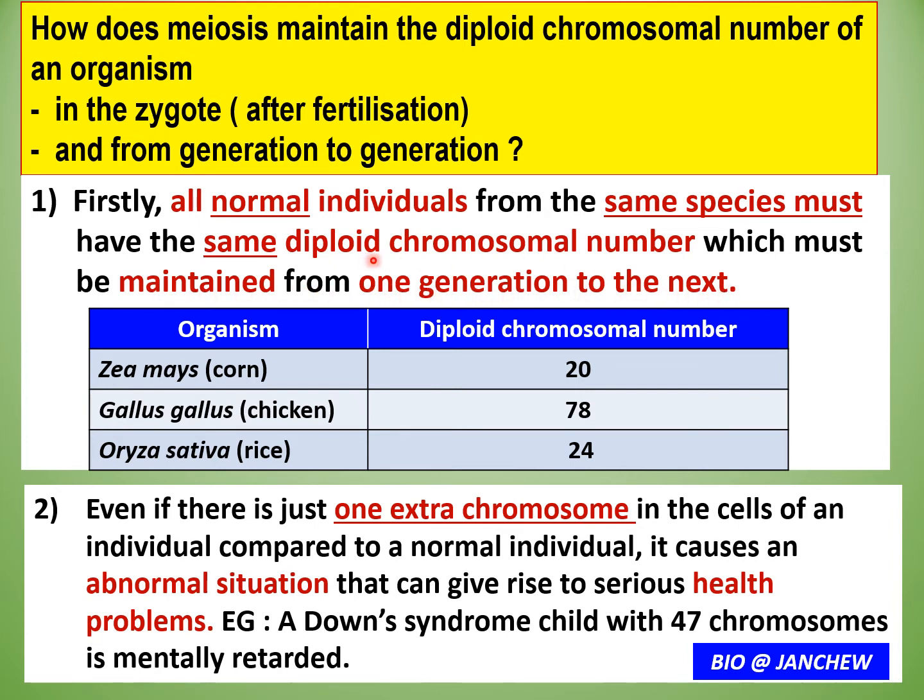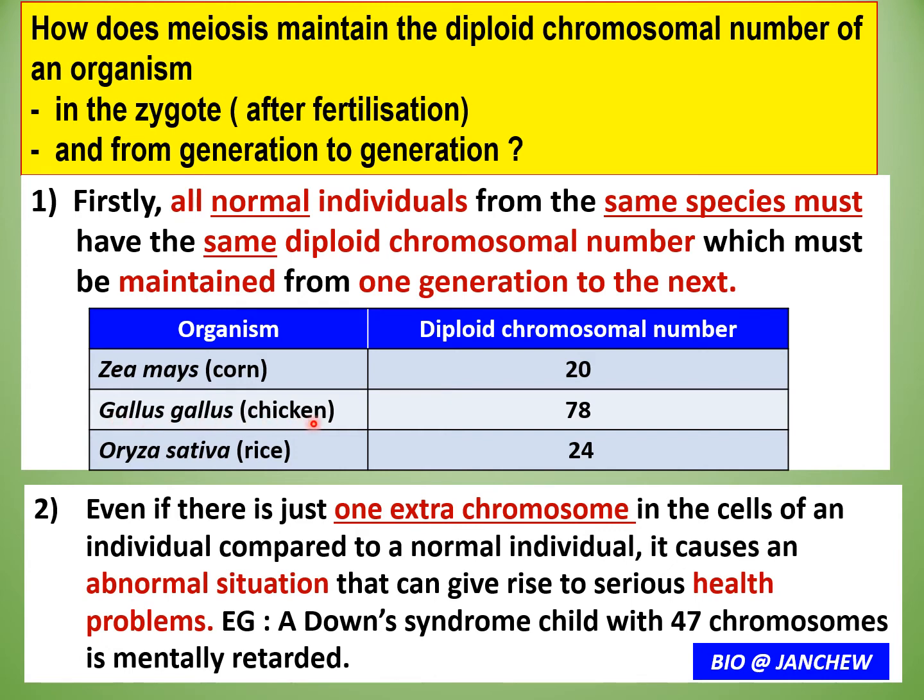That means the diploid chromosomal number must always be the same from one generation to the next. It must be maintained. For example, we have already studied in the previous videos about different organisms which have different diploid chromosomal numbers, which are fixed and maintained from generation to generation. For example, Zea mays, which is corn, has 20 chromosomes in each diploid cell.